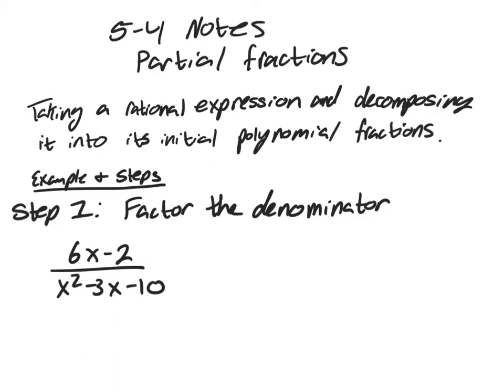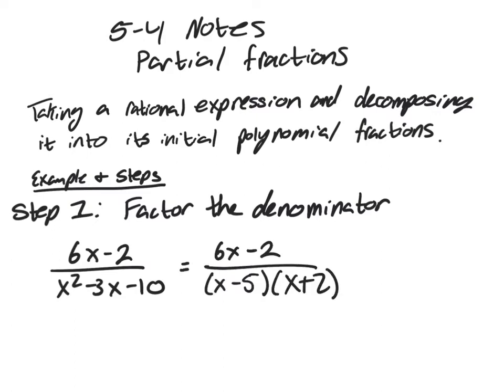So step one is going to be take a look at some sort of rational expression, and we want to just begin by factoring the denominator. So this is a quadratic that we're very familiar with factoring. So we're going to leave our numerator alone and simply factor this denominator into an x minus 5 and an x plus 2. Okay, that's all there is to step one.